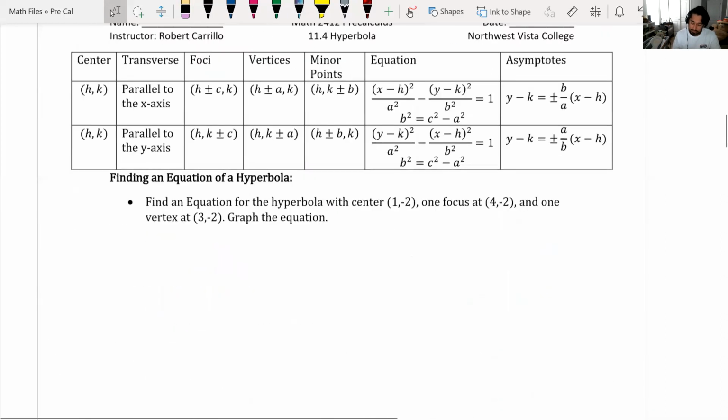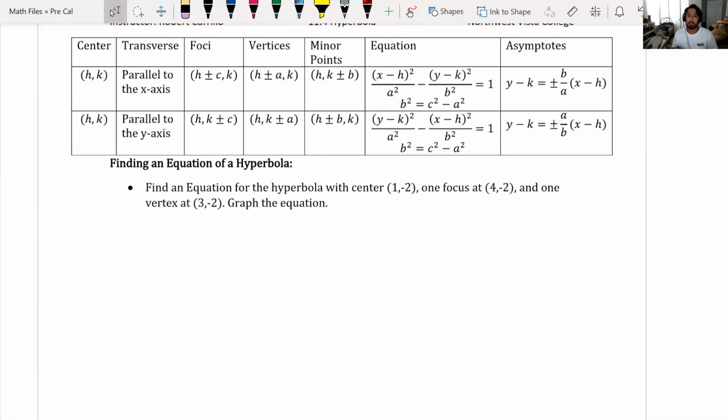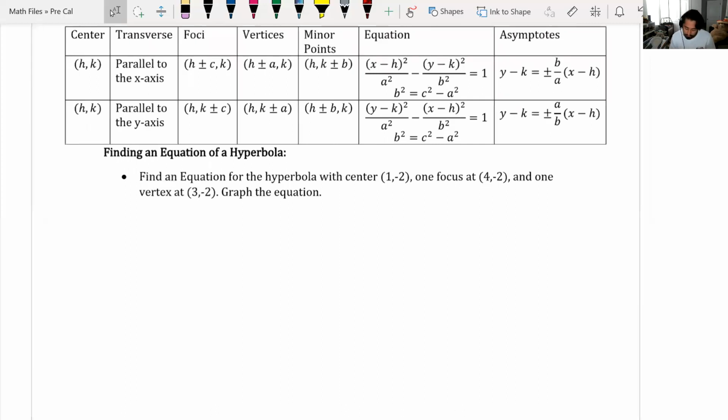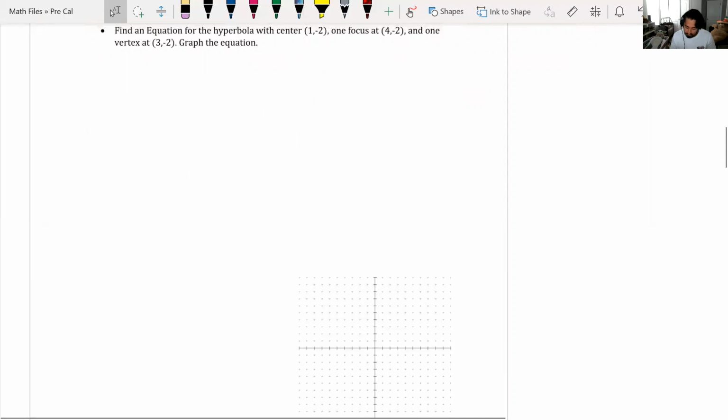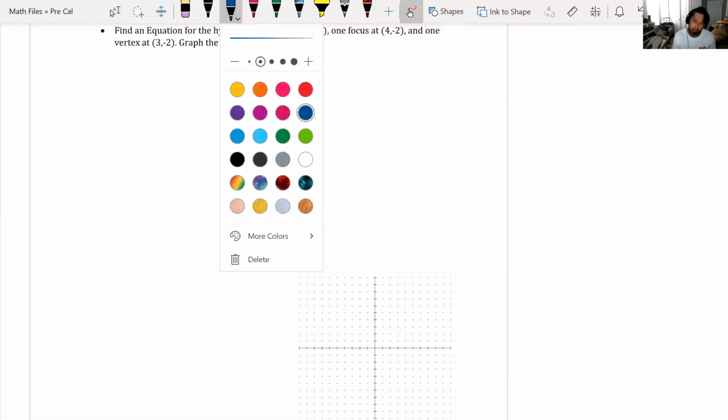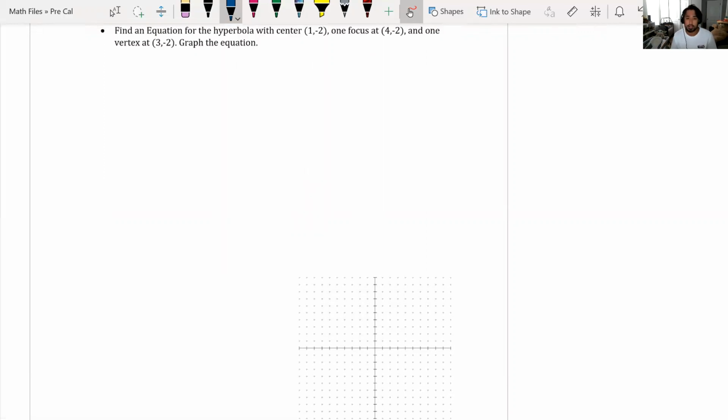All right, copy and pasted those formulas. So first up is find an equation for the hyperbola with the center at (1, -2), a focus at (4, -2), and a vertex at (3, -2). Okay, so again, it is just a lot easier to plot everything that we know. Let's see, I should have changed this up. Oh well. All right, so first I'm going to plot the center, (1, -2), right there. There's my center.